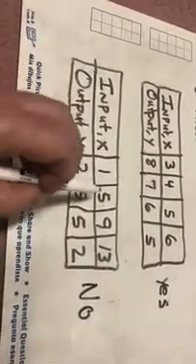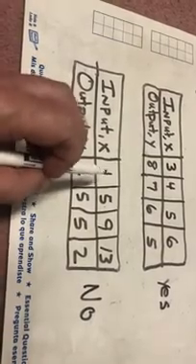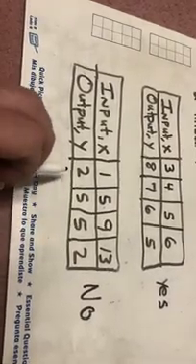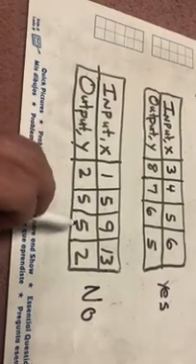Just to review number 2, we have a consistent pattern in our input here. 1 plus 4 is 5, 5 plus 4 is 9, 9 plus 4 is 13. But we do not have a consistent pattern in our y. We're adding 3, then it's the same, then we're subtracting 3. Not a consistent pattern. This would not graph as a line.